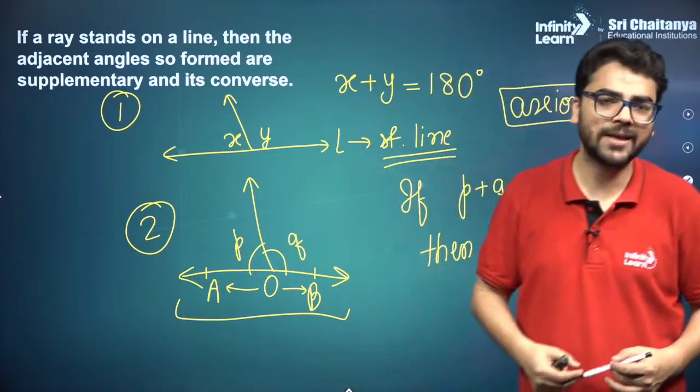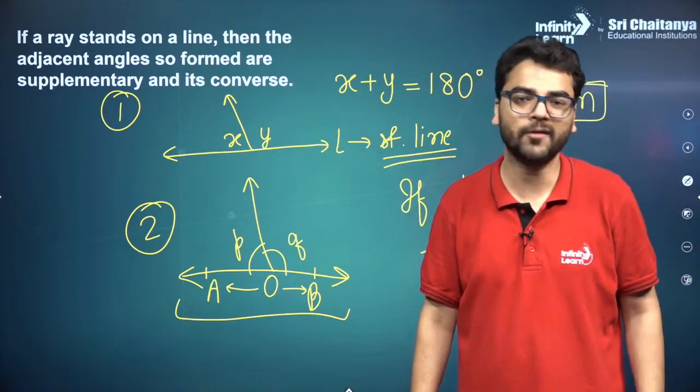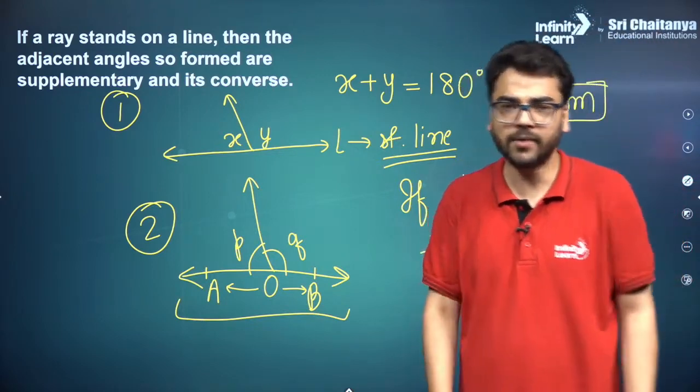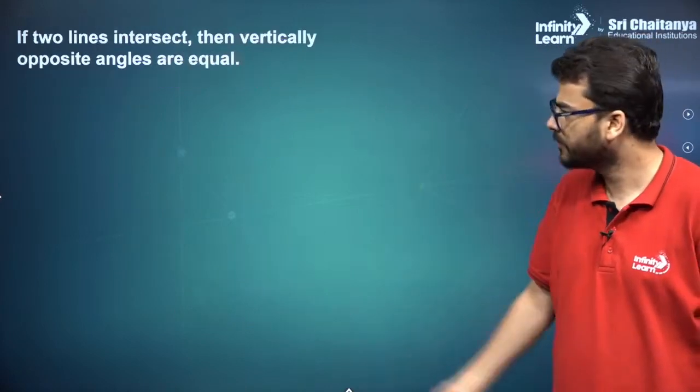So there is no proof to it, because it is the linear pair axiom. Don't try to prove it mathematically. You will not be able to do that. But yes, practically you can justify that. You cannot prove it, although. I hope it is clear.